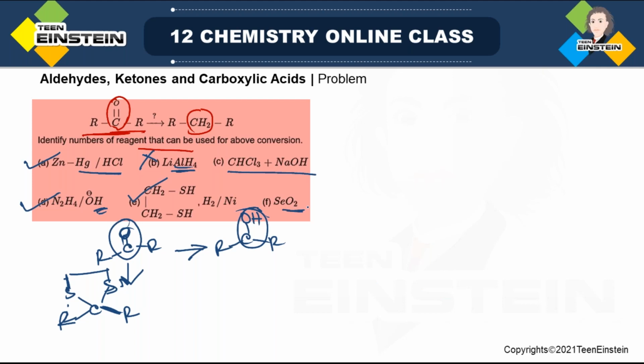And SeO2, now this is oxidizing. This is not at all a reducing agent. So this cannot be used, right? So out of 6, a total of 3 reagents we can use: A, D, E.